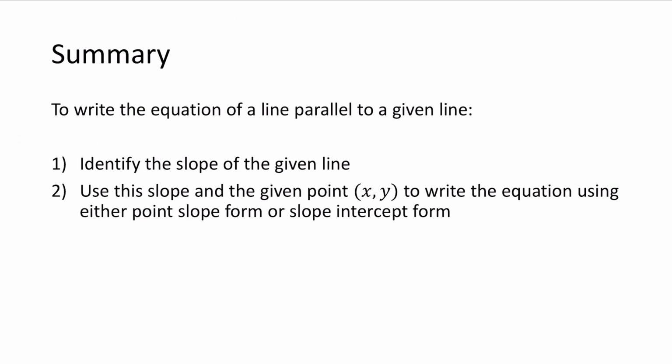So in summary, remember to write the equation of a line parallel to a given line. You're going to start off by identifying the slope of the line. Then you're going to use this slope and the given point, x, y, to write the equation using either point-slope form or slope-intercept form.